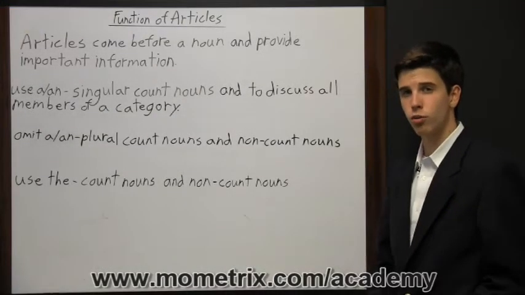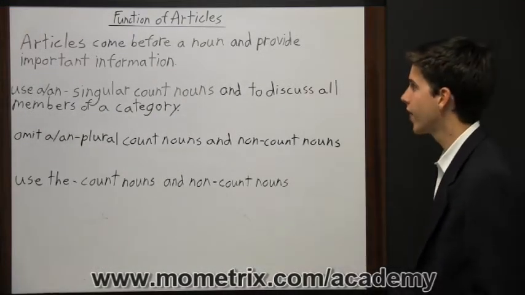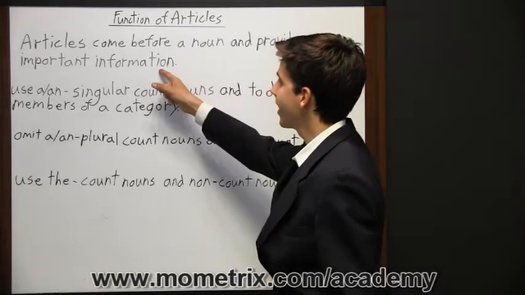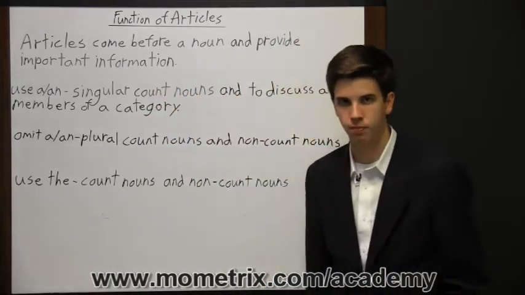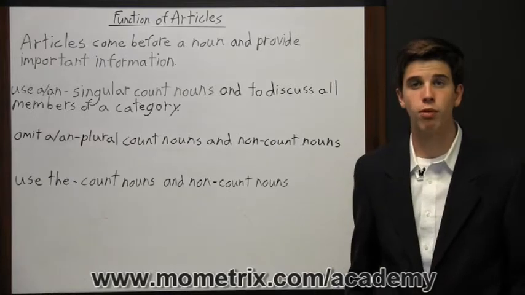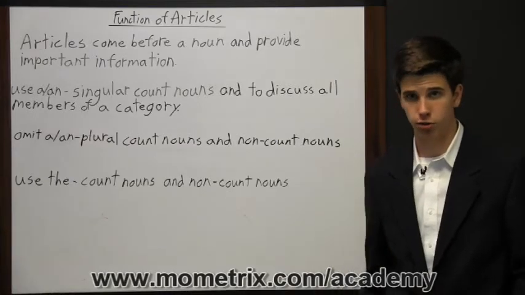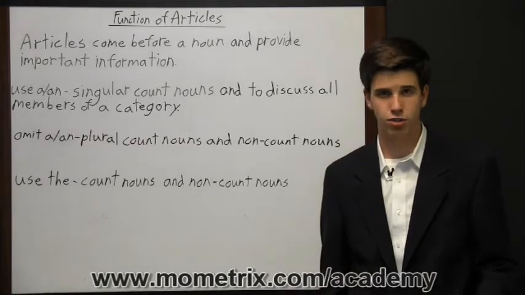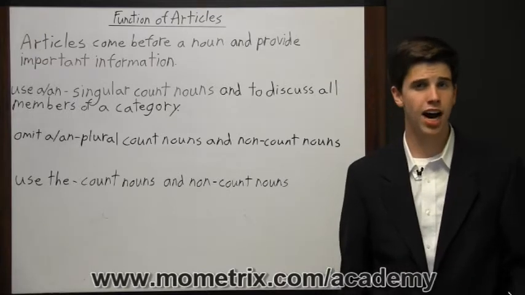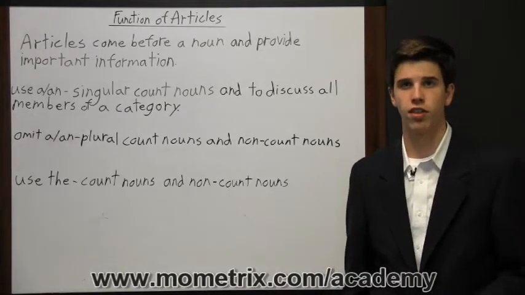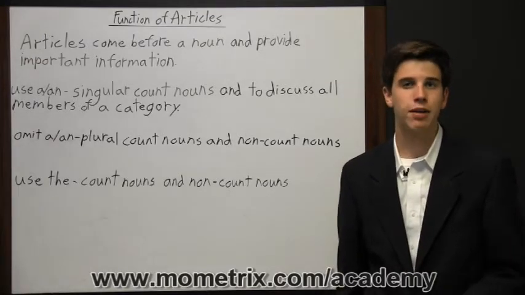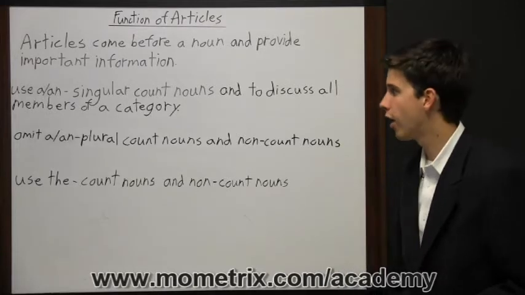Articles refers to the words a, an, and the. And they come before a noun and provide important information. And so a and an are what we call the indefinite articles. And they are used in the same circumstances, except a comes before words that start with a consonant, and an comes before words that start with a vowel.